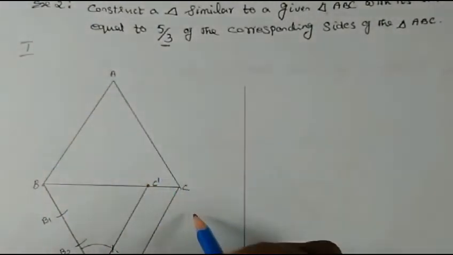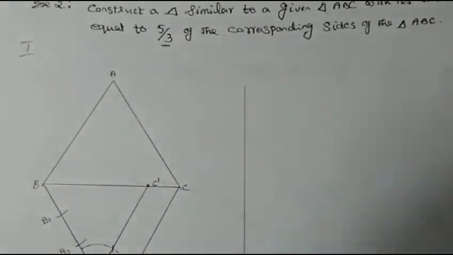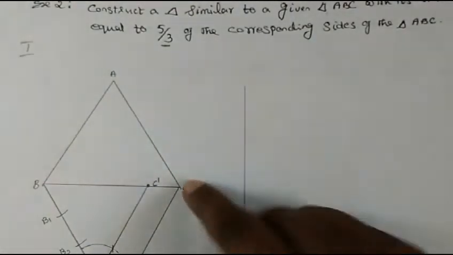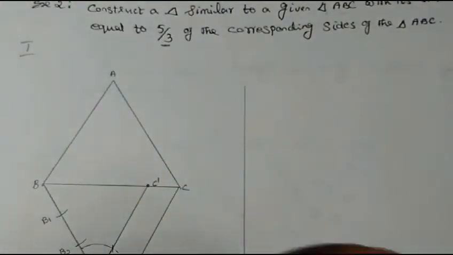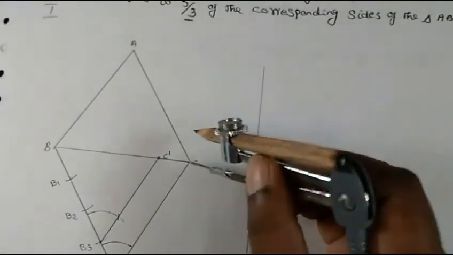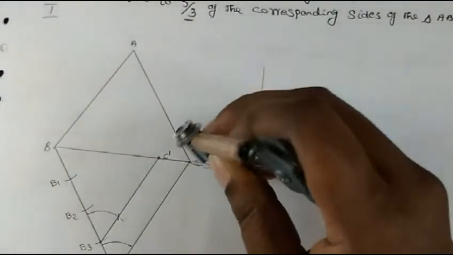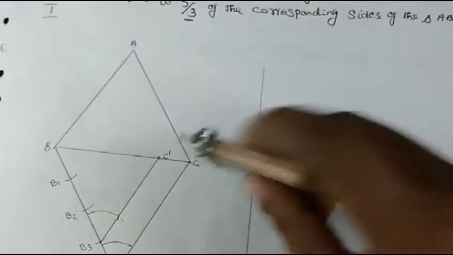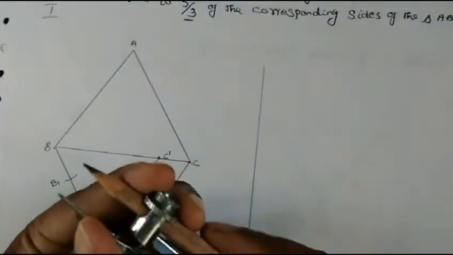Now for this you have to construct another parallel line. Same procedure you have to do. Now for this line we have to construct another parallel line. So what we will do? Draw an angle for this line first. So we will draw the angle for this line. You can take any measurement.